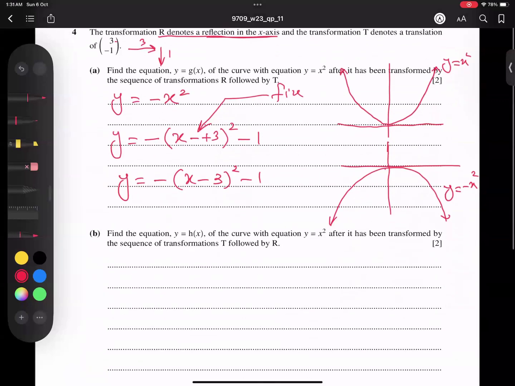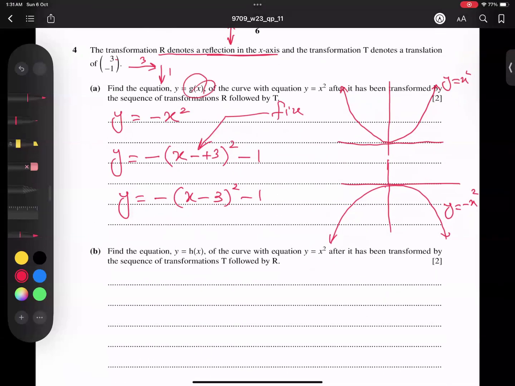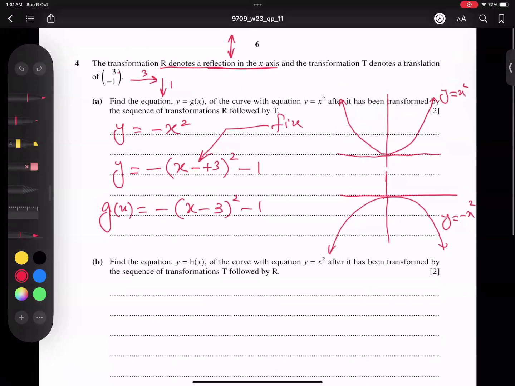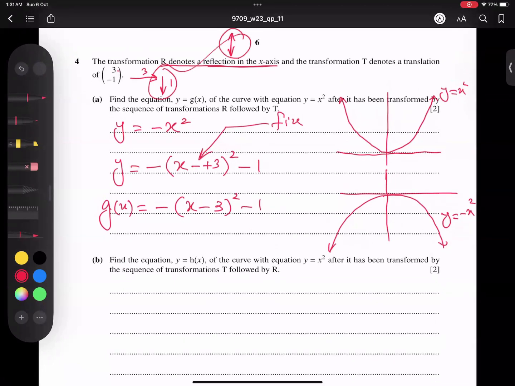The next part is saying the name given by him is g of x, so I can write it here, g of x. Now he's saying the equation y equals h of x is the equation of the curve that has been transformed by the sequence of transformations, T before R or later. Here R before T later, but here it is in the opposite, reverse order. And I'm sure the answer will become different, because they are in the same direction, I mean the y-axis. So let's try.